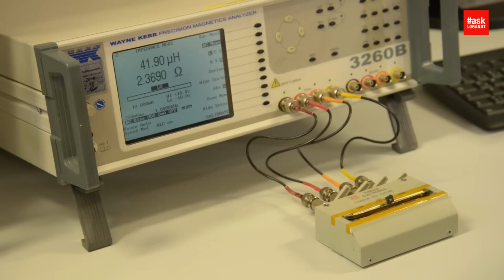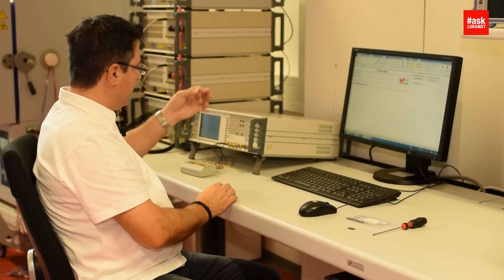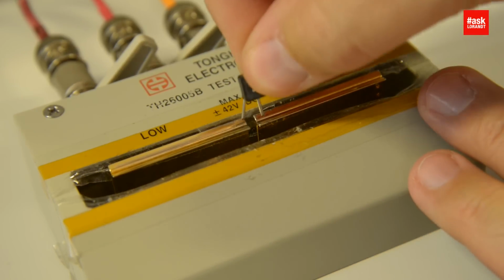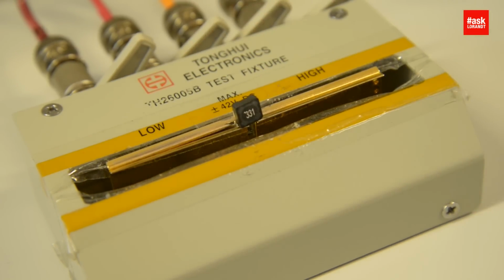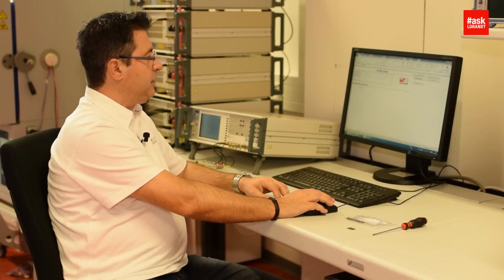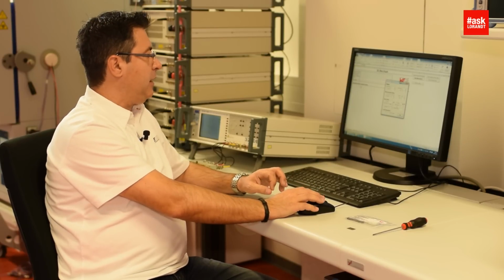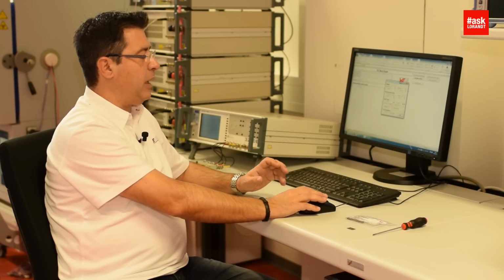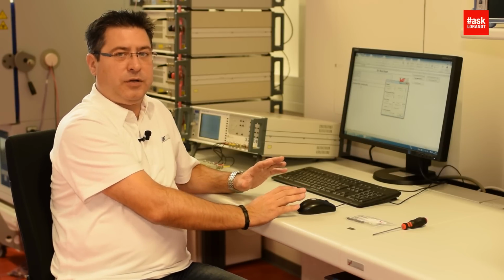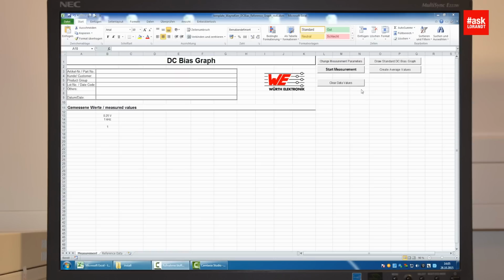For the measurement, I will use a Wayne Kerr LCR instrument with a DC bias load. I already prepared it here with some legs to connect it. The measurement condition is 1 kHz for the signal and an AC level of 250 millivolt. I will sweep from 0 DC bias load to a maximum of 800 milliamp.